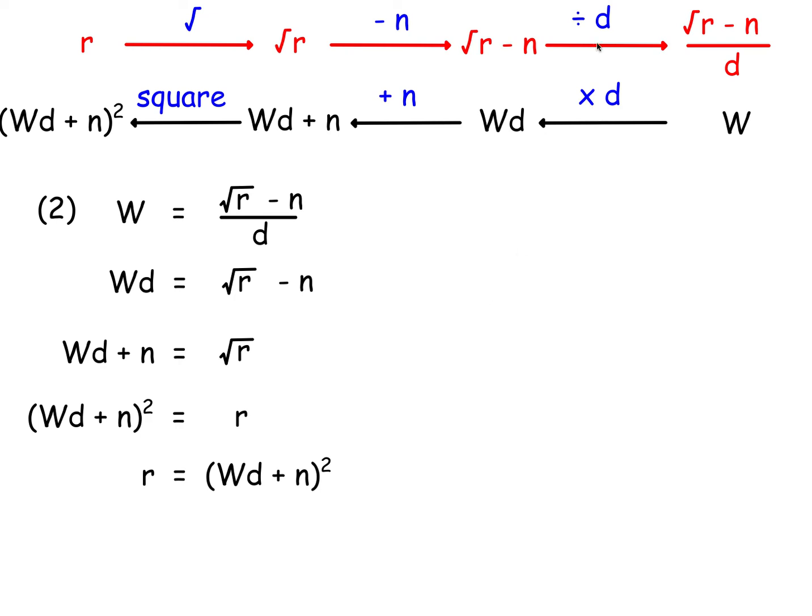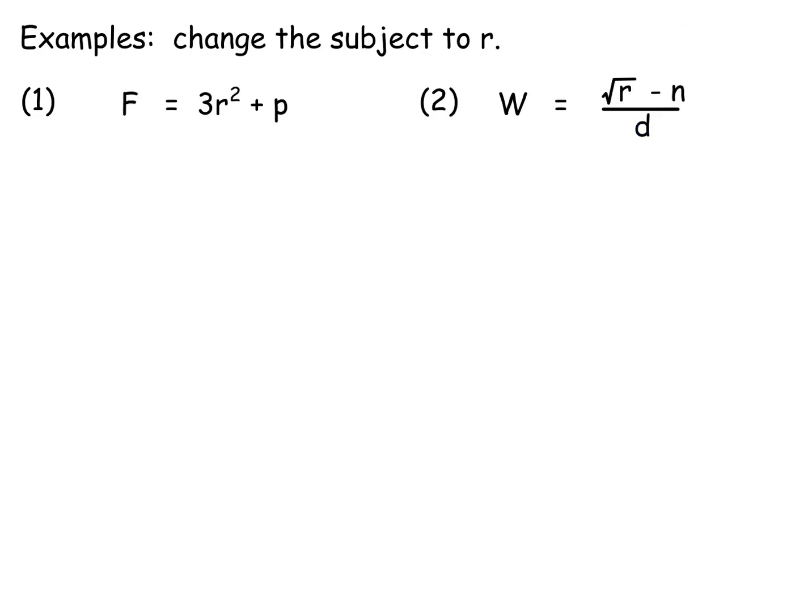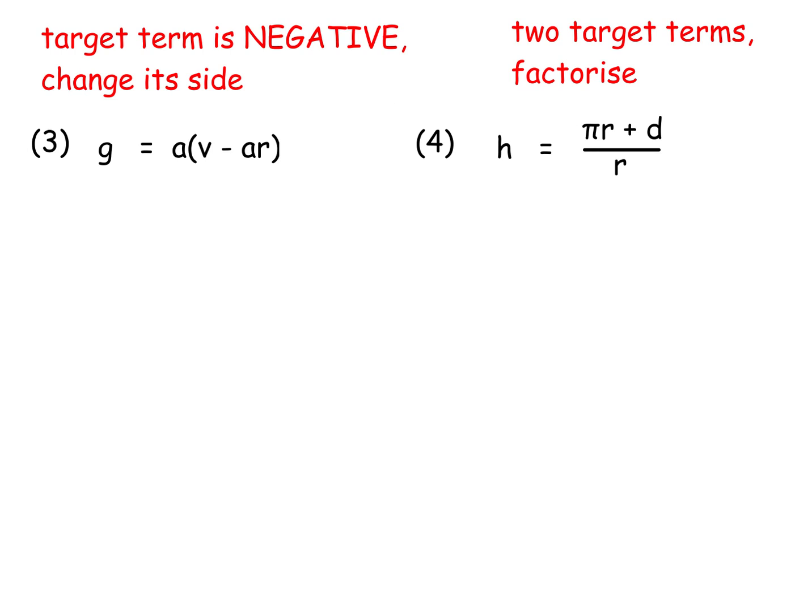So you've got to do the inverse process in reverse order. A couple of difficulties can come up. This is one of those cases here. Change the subject to r. It's in brackets, so break the brackets up. A times v and a times ar, giving you a squared r.